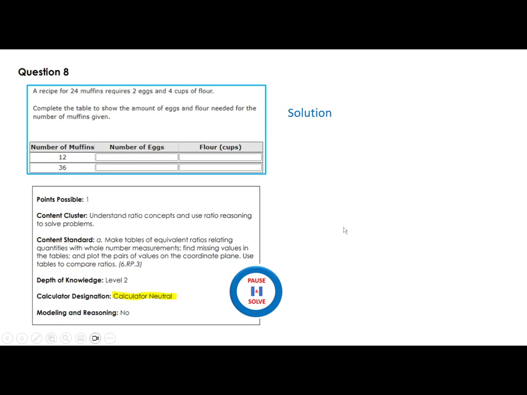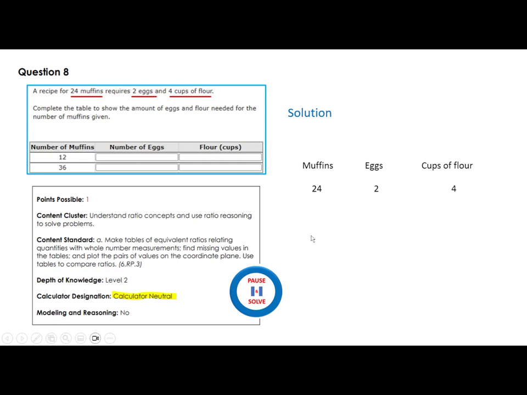A recipe of 24 muffins requires 2 eggs and 4 cups of flour. Complete the table to show the amount of eggs and flour needed for the number of muffins given. So 24 total, 2 eggs, 4 cups. And we want to see what happens if I use 12 muffins or if I use 36 muffins. So to begin with, we have 24, 2, and 4.